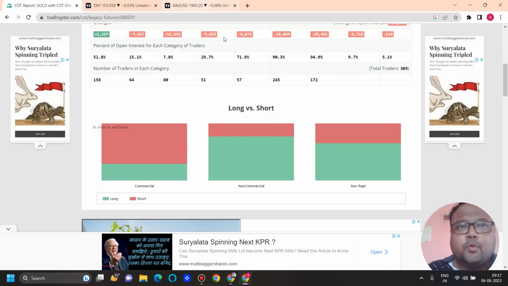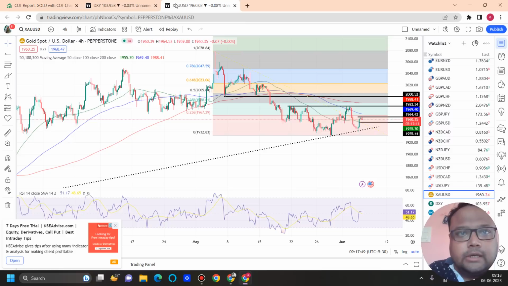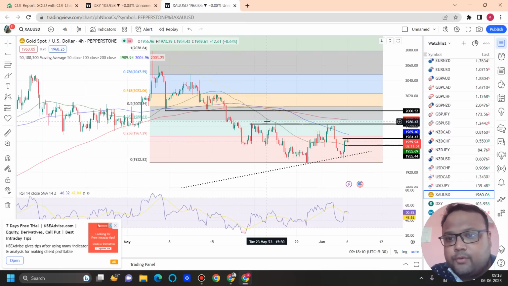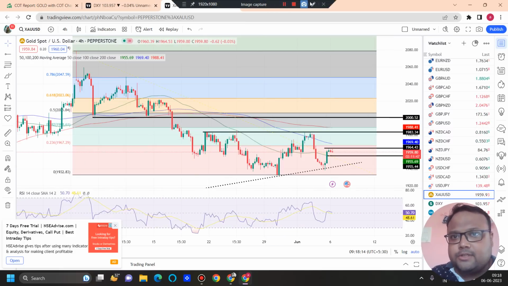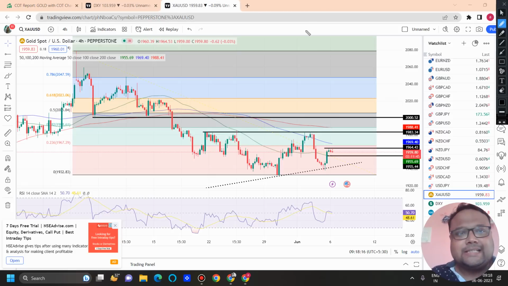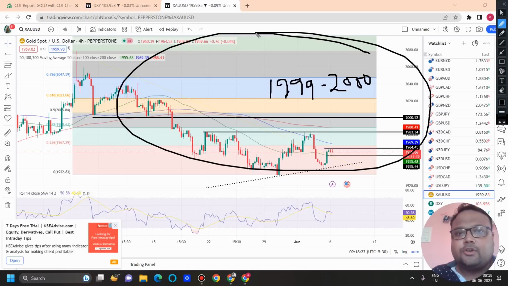Because we are talking about trend reversal in the next days, it will be beneficial for swing traders. But if you're a day trader, then obviously you should mostly focus on the levels only. First of all, the strongest resistance on the chart of gold is around the 1999 to 2000 level.